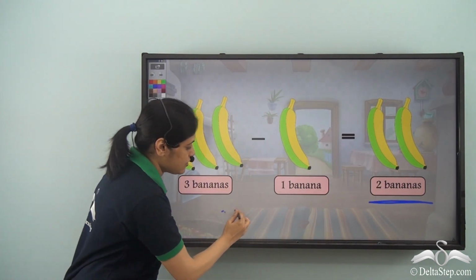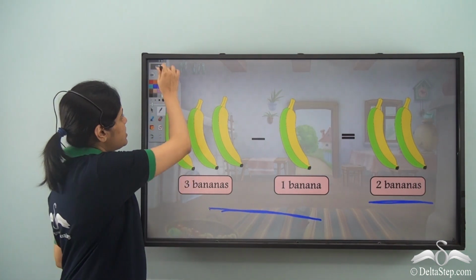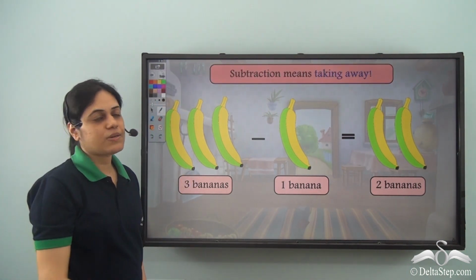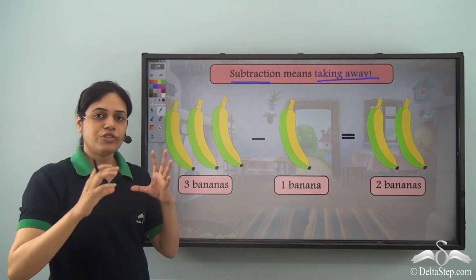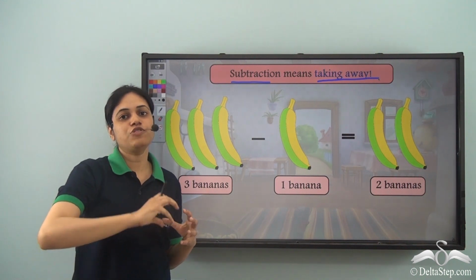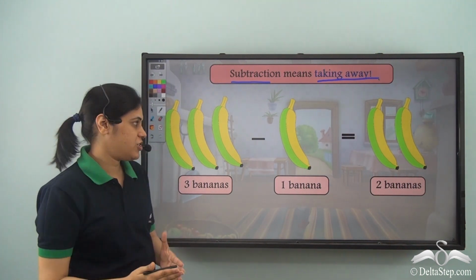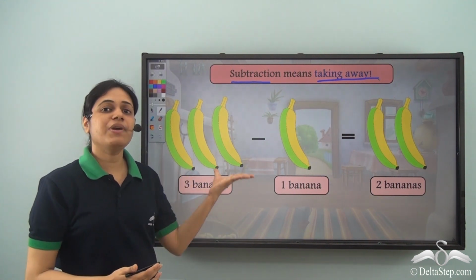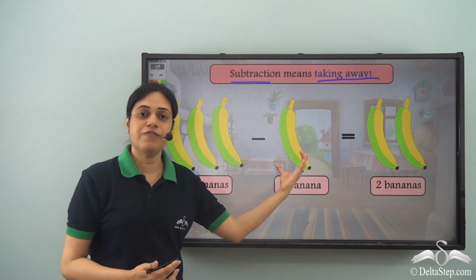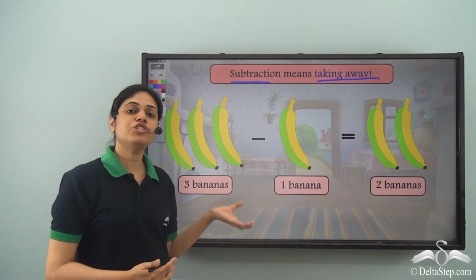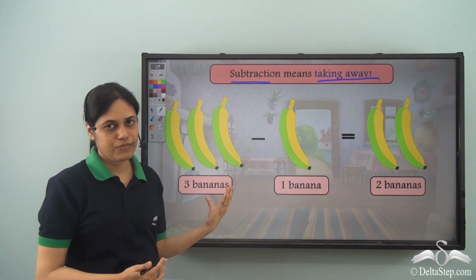So this is called taking away or subtraction. So subtraction means taking away. When you have something and you take away something, that is called subtraction. So in this case, Mary had some bananas. The naughty bird took away a banana. So we need to subtract here, right?